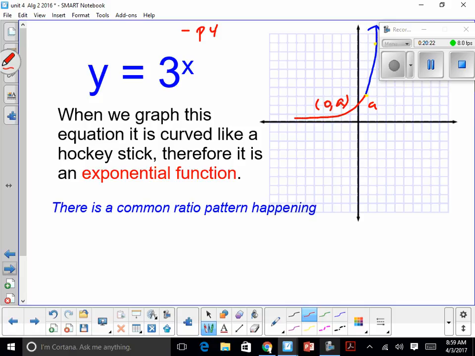What's the name of this line? You come close to, but do not touch. Yeah, you're right. It's called an asymptote. You should write this down. So this line right here is called an asymptote.